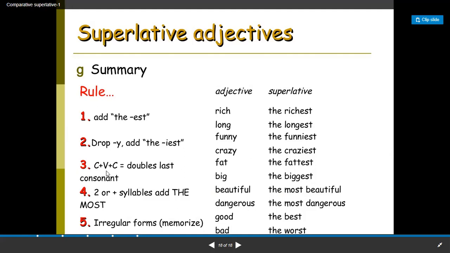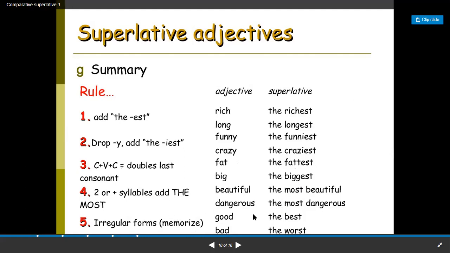If I have a consonant-vowel-consonant word, again, I will double the last consonant and put est. So the fattest, the biggest. If I have two or more syllables, like beautiful, dangerous, wonderful, then instead of more, I will put most. Remember, est and most go together, and more together. So I will say the most beautiful, the most dangerous.